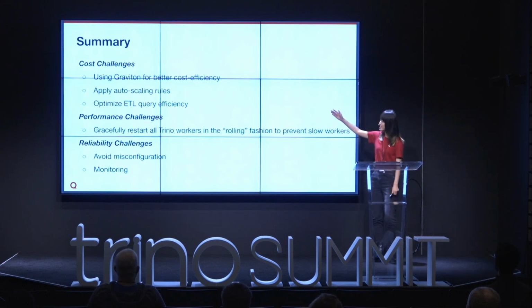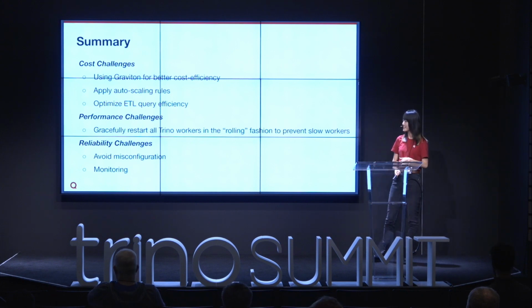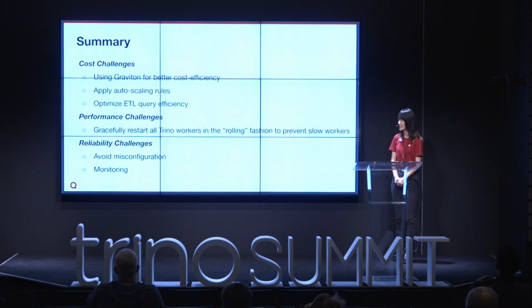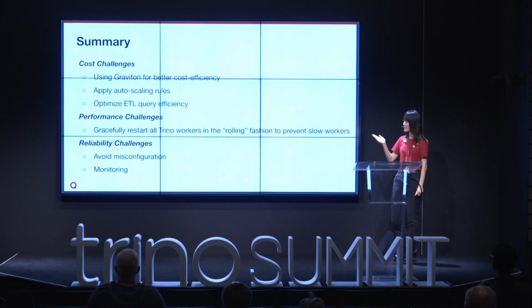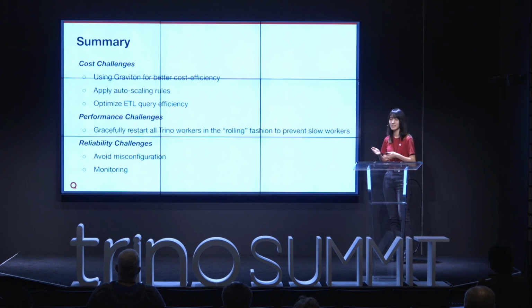To overcome the cost challenges, we use Graviton for better cost efficiency. We also applied autoscaling rules to most of our Trino clusters. In addition to that, we optimize ETL query efficiency to save resources at the query level.